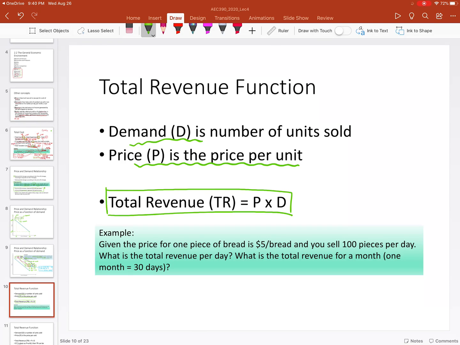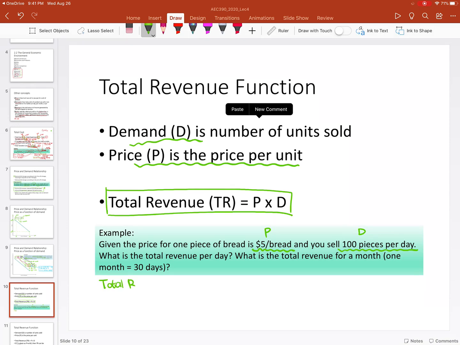How much times how many? Here is an example. Given the price for one piece of bread is $5 per bread, that's the price, and you sell 100 pieces per day, that's your demand. What is the total revenue per day, and what is the total revenue for a month? Let's do the total revenue per day, because you know your demand per day is 100.